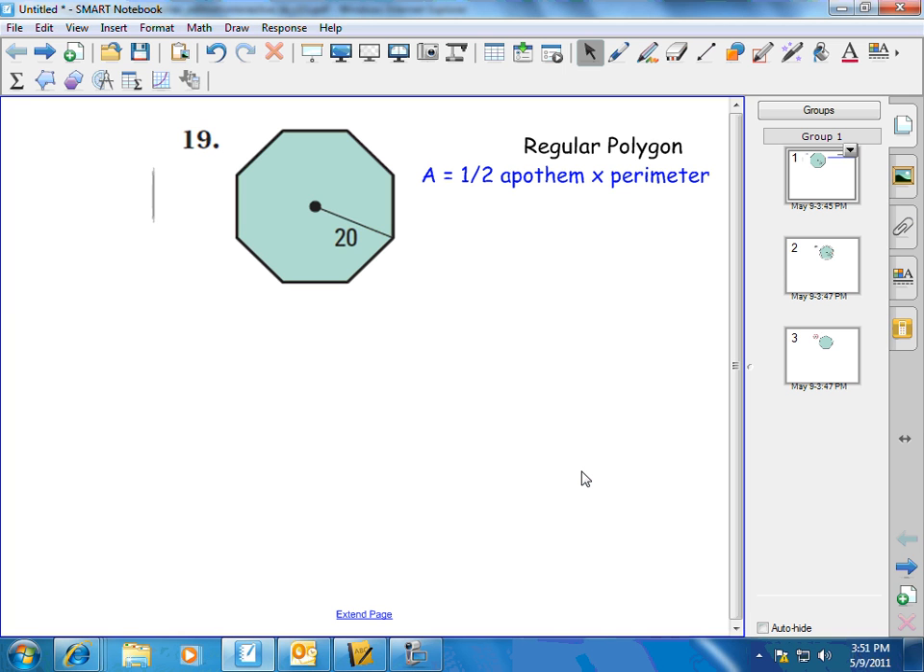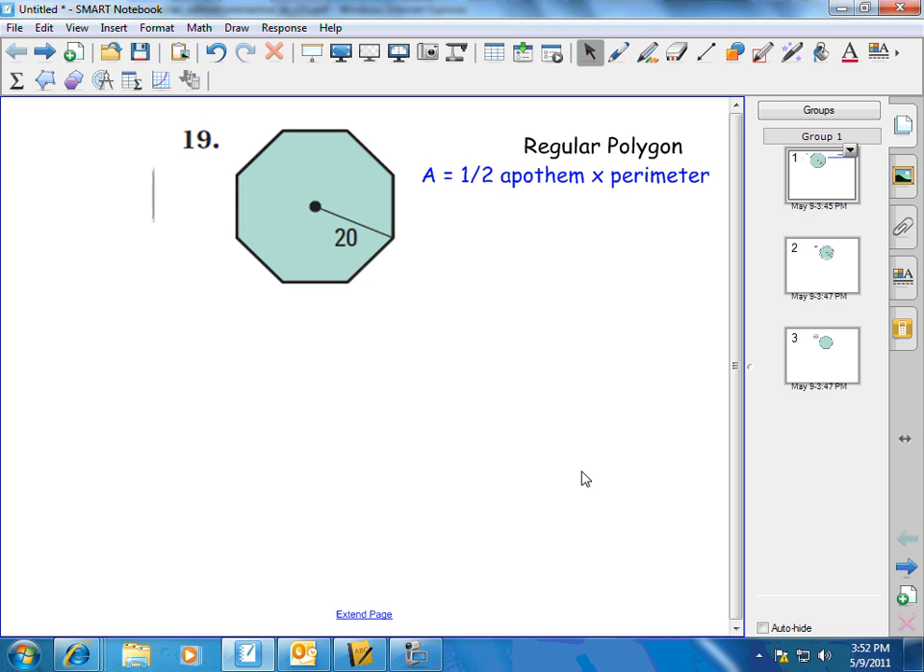I want to give some explanation to some examples of finding the area of regular polygons when only one length is given to you. When only one length is given, whether it be the radius or the apothem or the side, you have to use trig ratios to determine the apothem and the perimeter, unless you have a special right triangle like 30, 60, 90 or 45, 45, 90. So let's look at these examples.